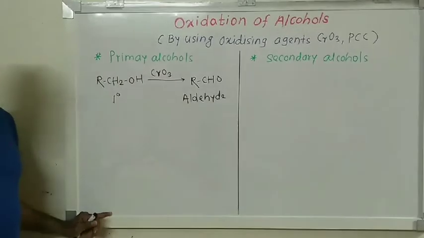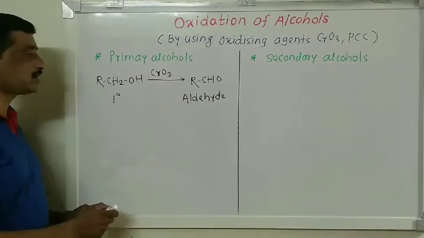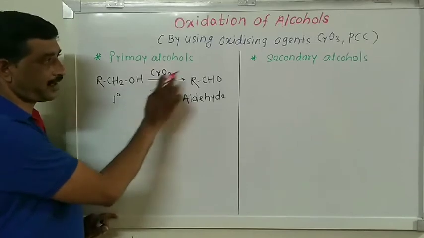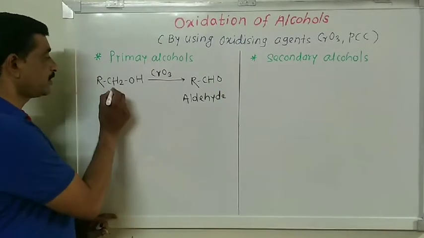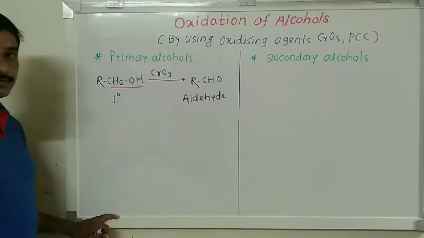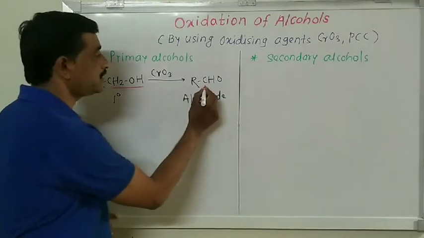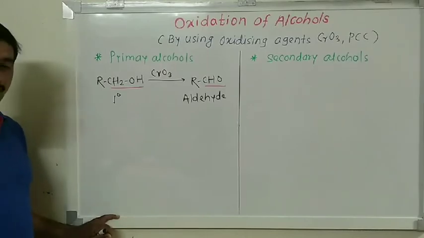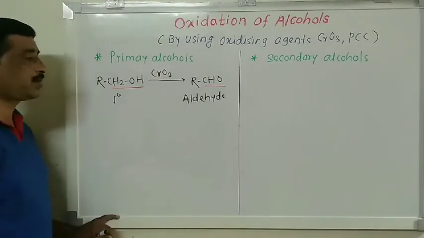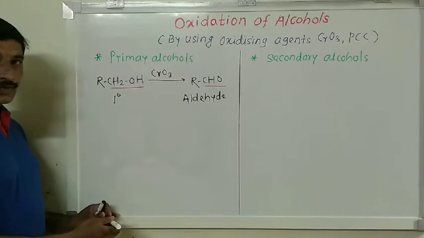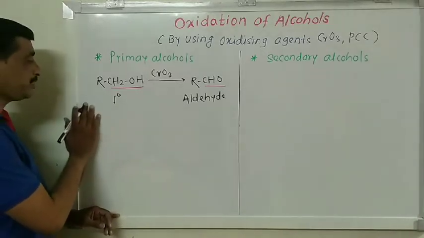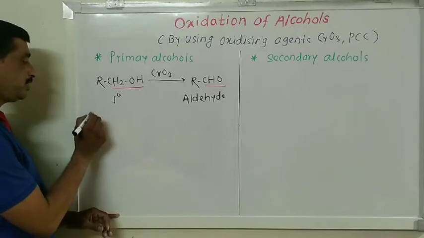So in the oxidation of primary alcohols by using chromium anhydride or PCC, the CH2OH group of the primary alcohol is converted into the aldehyde group, that is the formyl group, and we get the product as an aldehyde. So let us consider one example. For example, when you consider methyl alcohol.